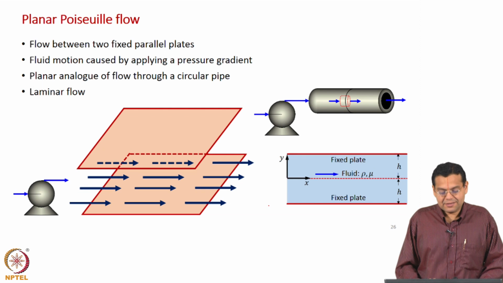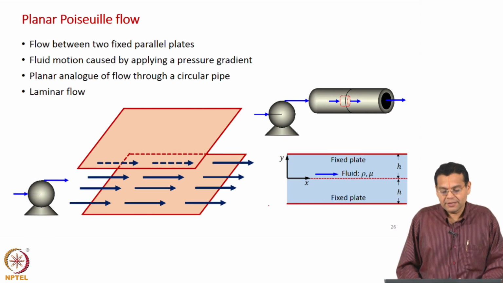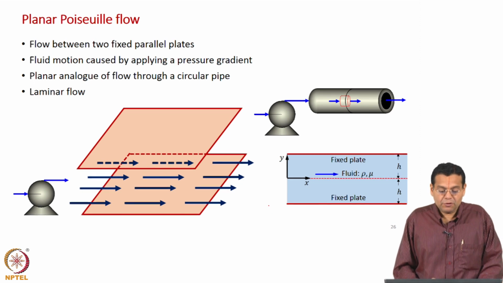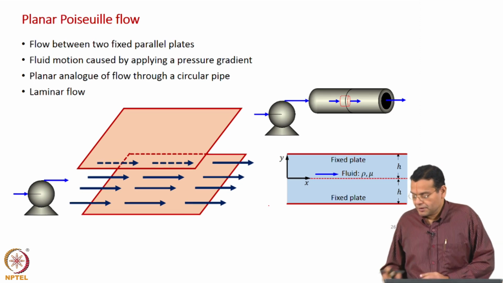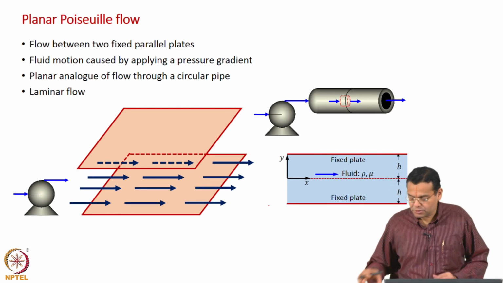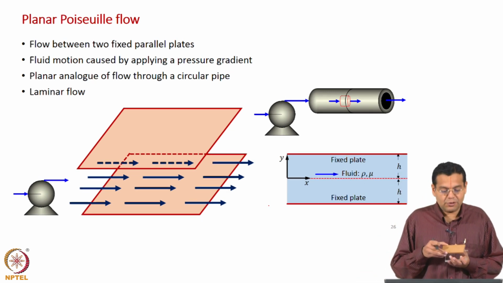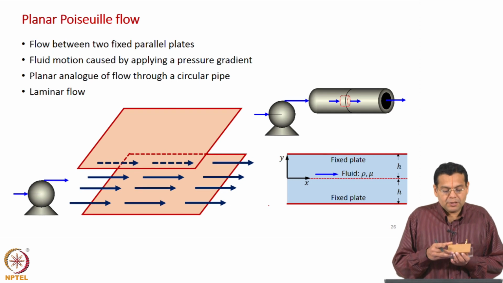We go to the next application of Navier-Stokes equation to viscous flows, where the flow takes place between two parallel plates and both of them are fixed. We call this planar Poiseuille flow, as we have seen in the introduction. Flow between two fixed parallel plates. We have come across this geometry several times, though of course not using the word Poiseuille flow.